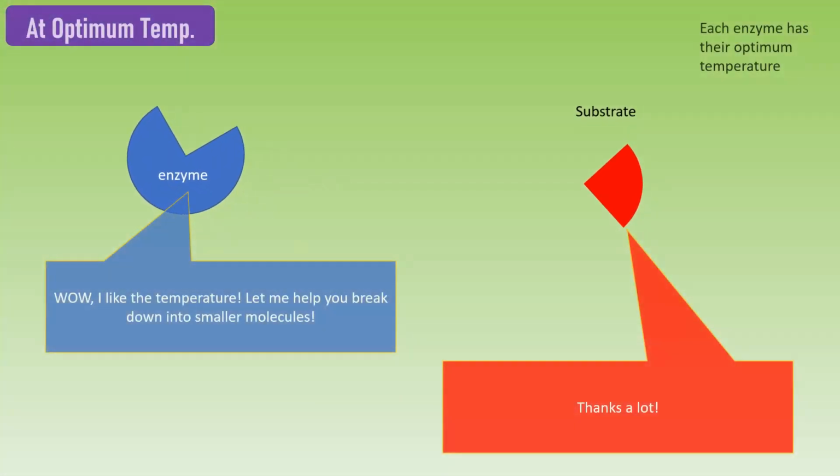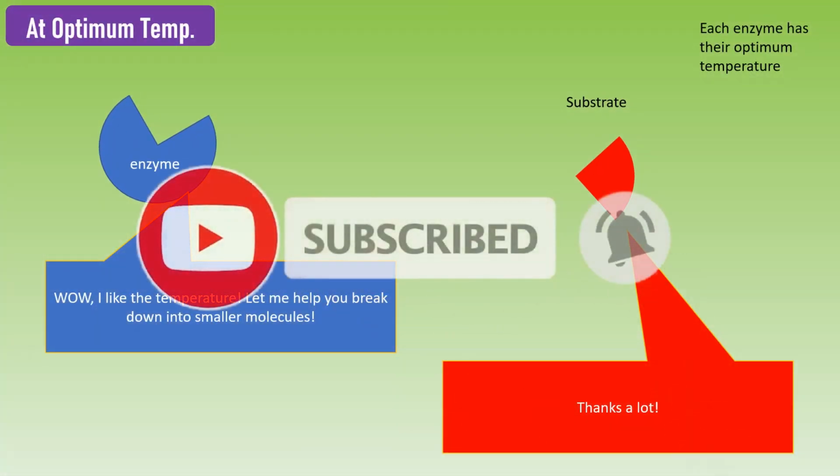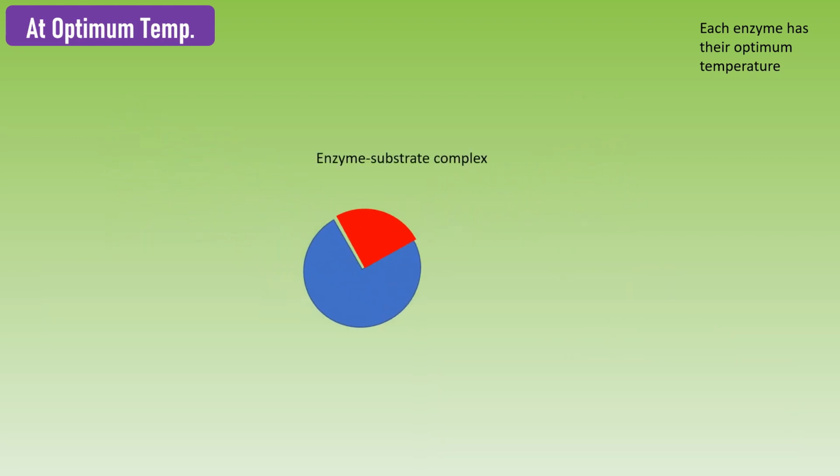The activity of the enzyme will reach a maximum. The temperature at which maximum activity occurs is called the optimum temperature. The chance of enzymes and substrates colliding with each other increases, thus the enzyme-substrate complex can be formed easily. As a result, the time needed for making the products decreases.